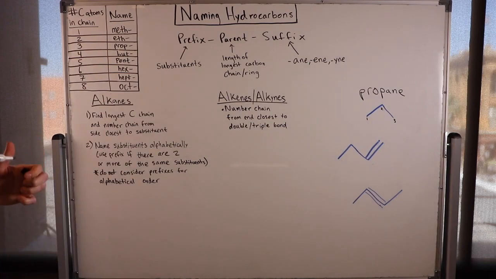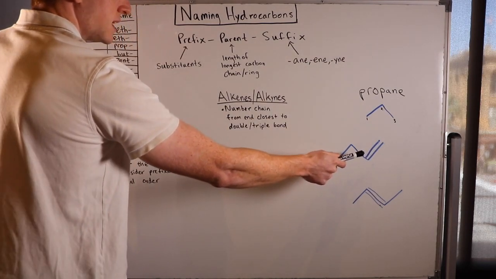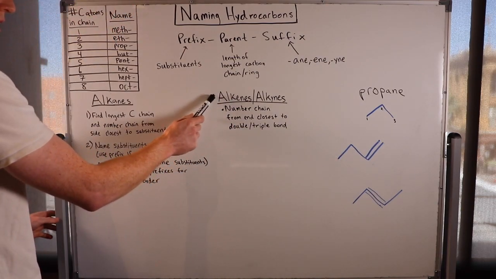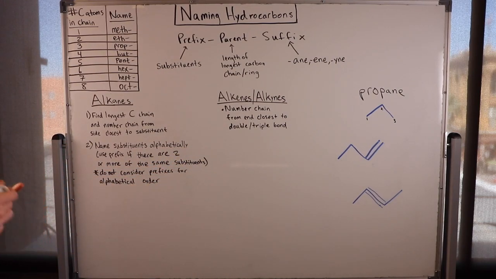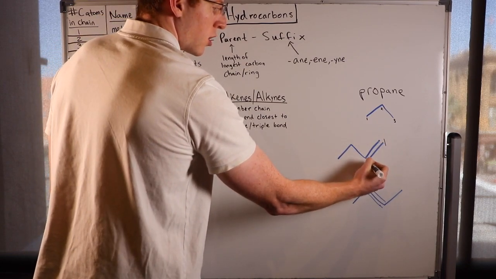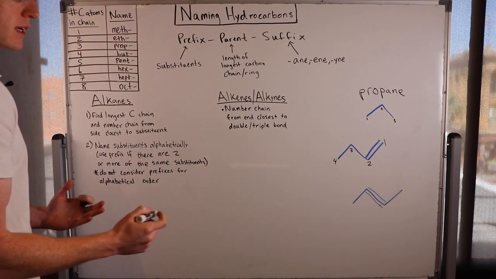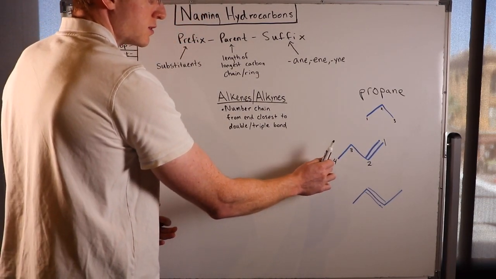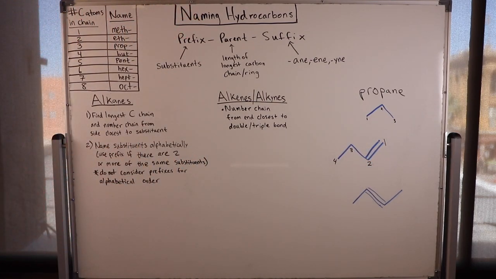Okay, moving on to the second one. So here we have a double bond. So that means this is an alkene. In alkenes and alkynes, you always number the chain from the end closest to the double or triple bond. So here we see the double bond is on this end. So that means this is carbon 1, carbon 2, carbon 3, and then carbon 4. It would have been incorrect to name it the other way around. We couldn't have said 1, 2, 3, 4. We have to name it starting with the end closest to the double or triple bond.